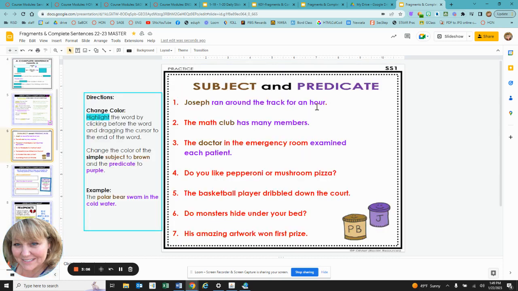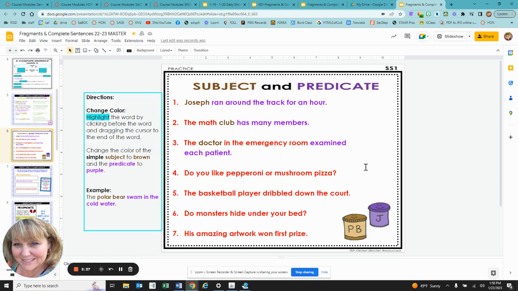So subject and predicates. So what you will do is highlight the word by clicking before the word and dragging the cursor to the end of the word. So, Joseph ran around the track for an hour. So, you're going to change the color of the simple subject to brown, like the word Joseph is the subject, and the predicate to purple. Joseph is our subject, it's our noun. What did Joseph do? He ran around the track for an hour. So, you're going to highlight this part purple.